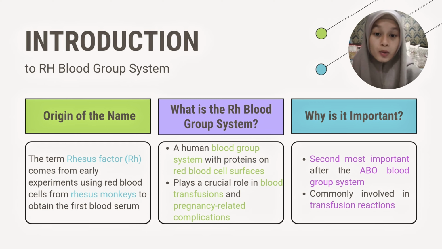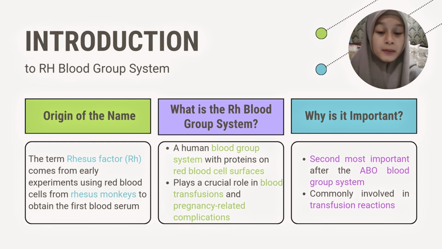Before we enter what is the RH blood group system, we must know about the origin of the name first. The term rhesus factor comes from early experiments using red blood cells from rhesus monkeys to obtain the first blood serum. So, what is the RH blood group system? It is a human blood group system with proteins on the red blood cell surface. It also plays a crucial role in blood transfusions and pregnancy-related complications.